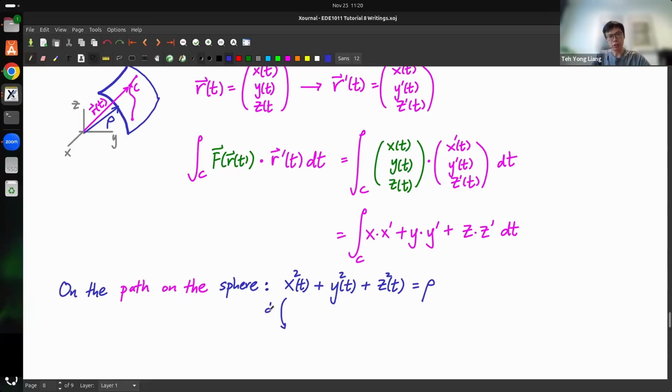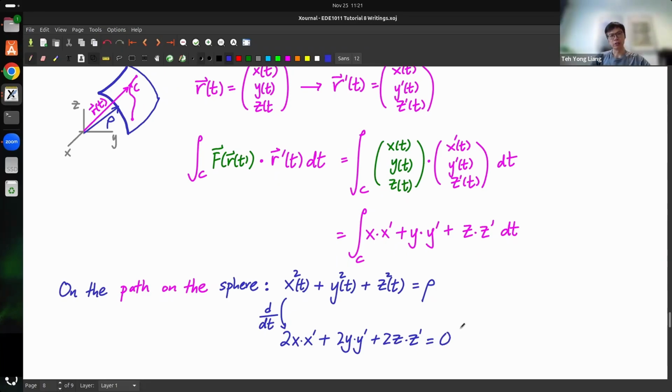So d/dt. And you notice that you're going to get 2x times x prime. Correct or not? Because you have to differentiate with respect to x first, chain rule. So bring down the 2, so you get 2x. But because you're differentiating not with respect to x, you're differentiating with respect to t, you must apply the chain rule. So you times x prime. Then same thing goes with y, so it becomes 2y times y prime, then plus 2z times z prime. Then you differentiate rho squared, which is the radius squared, you get 0. I mean, it's a constant.